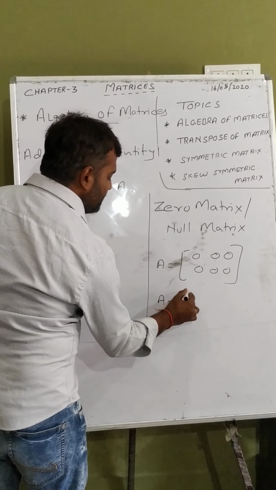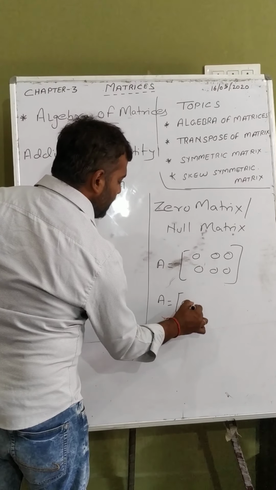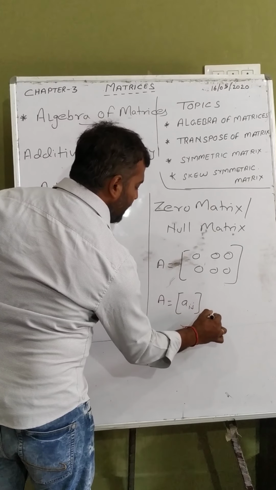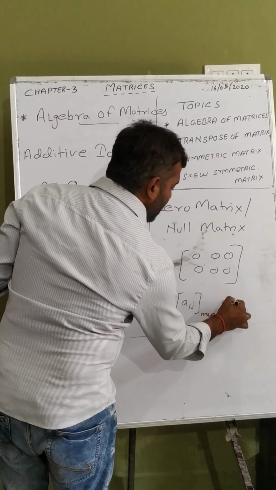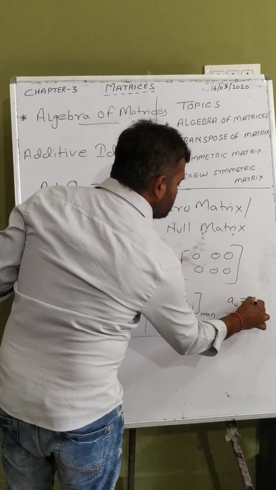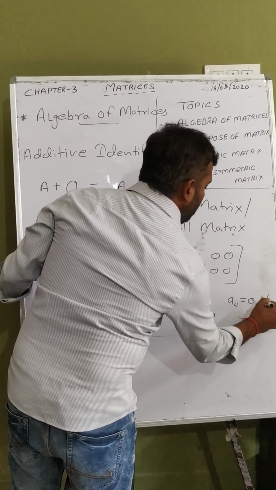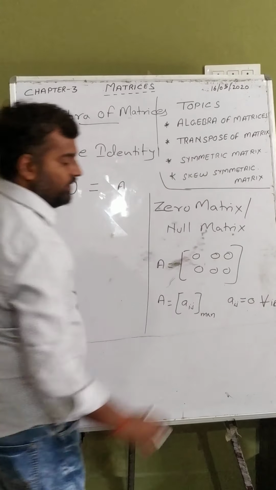It can be written like this: A equals Aij of the order m by n, where Aij is equal to 0 for all i and j. Can it be?